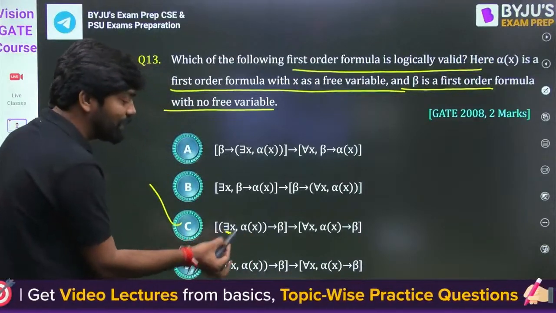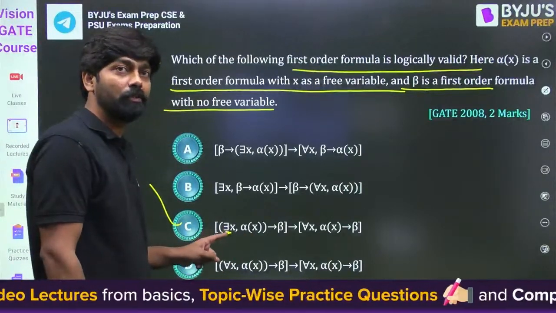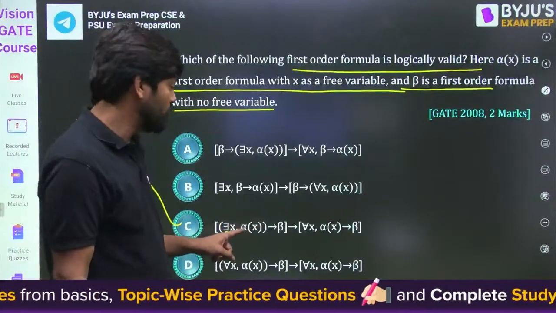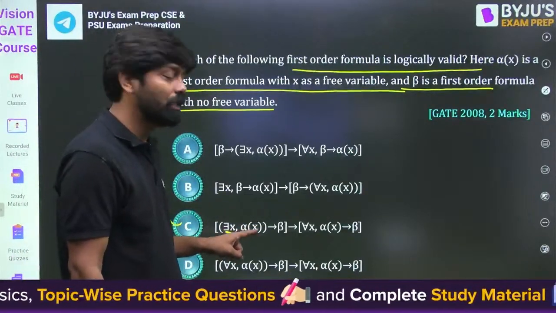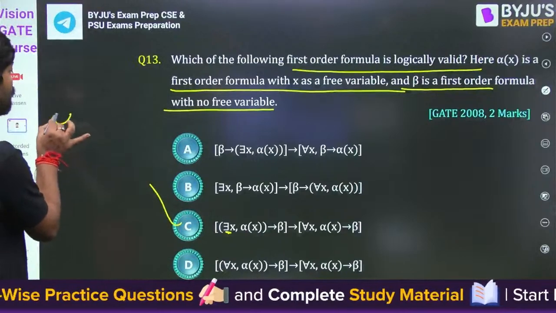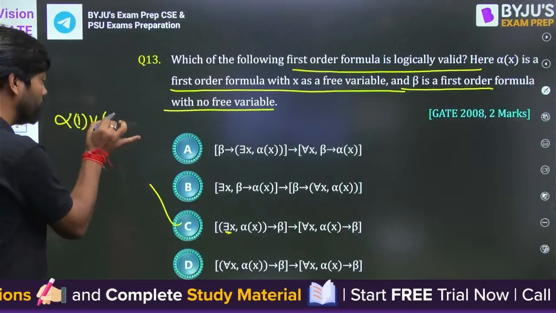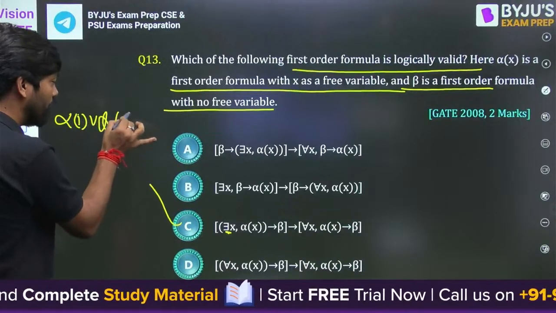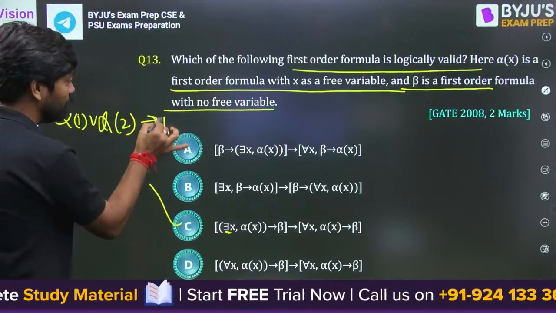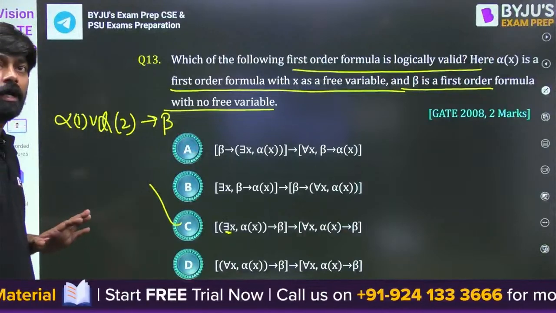What is the meaning of there exists? You know, internally it is what? Or. So if I take x is 1, it is nothing but, see, alpha 1 or alpha 2, this implies what? Beta. This is nothing but left hand side. Are you getting my point?